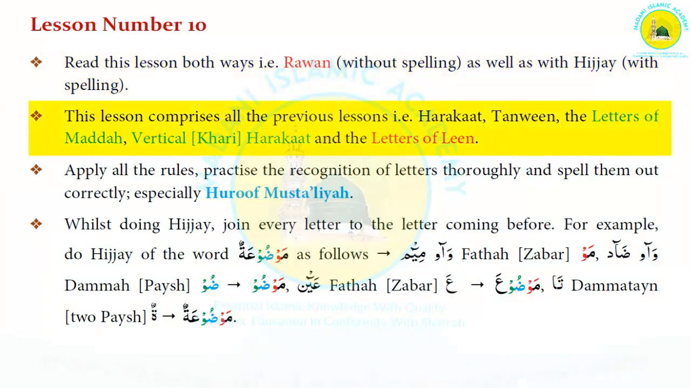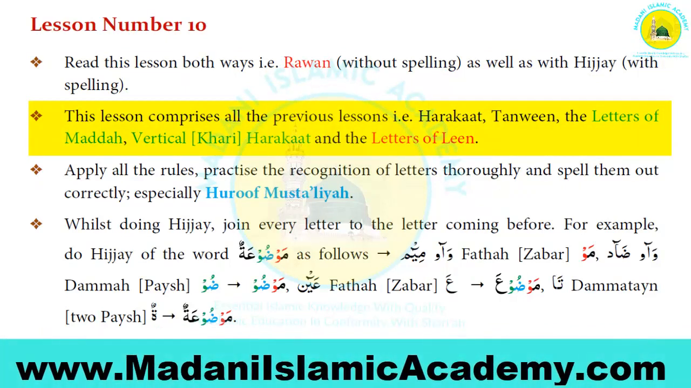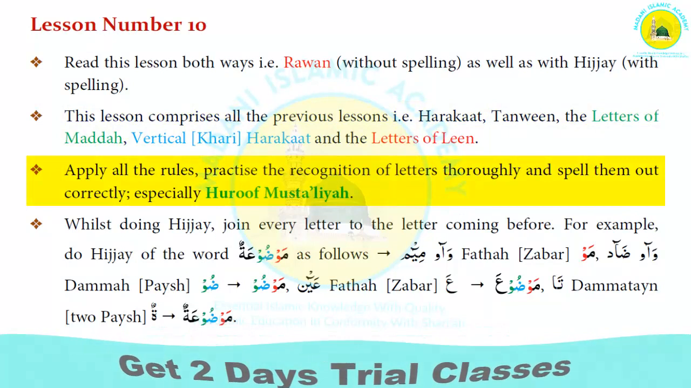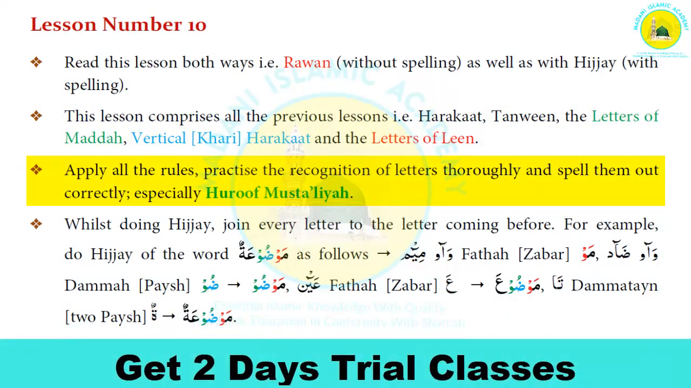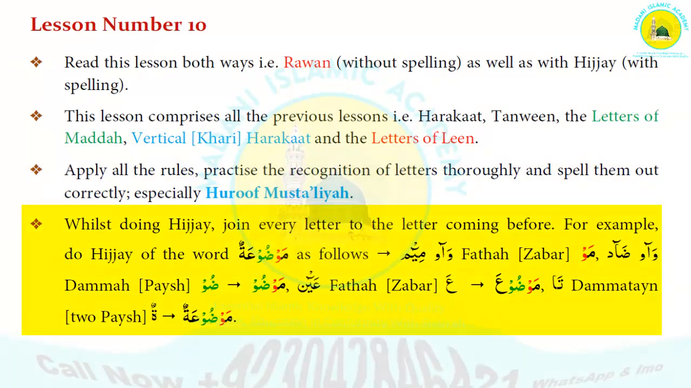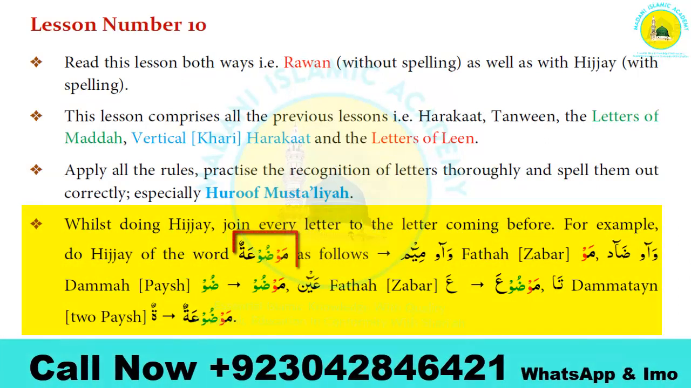This lesson comprises all the previous lessons, the harakat, the tanween, the letters of mad, the khadi harakat and the letters of leen. Apply all the rules, practice the recognition of letters thoroughly and spell them out correctly, especially harufe musta'liya. So how we're going to spell them out is, if we have a word here, mawdu'atun, we will spell it as follows.